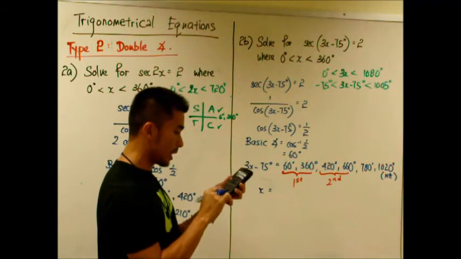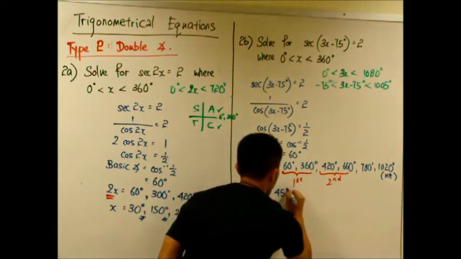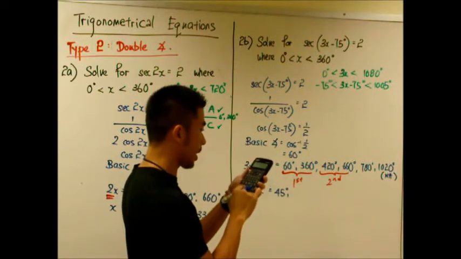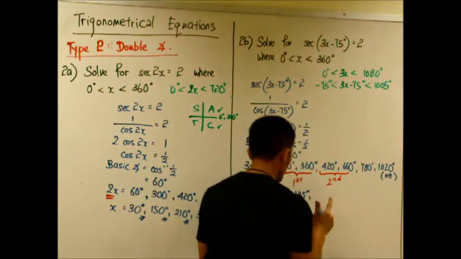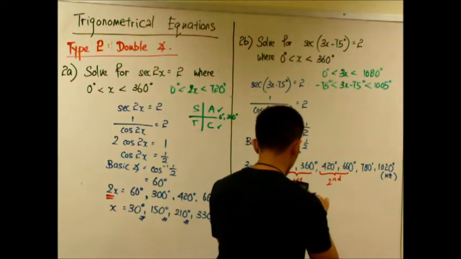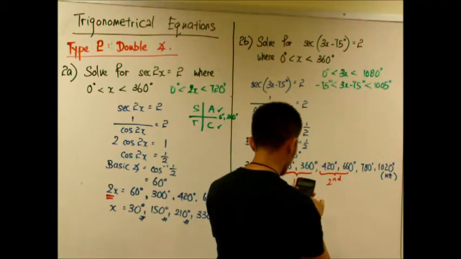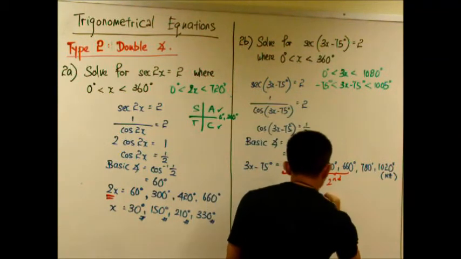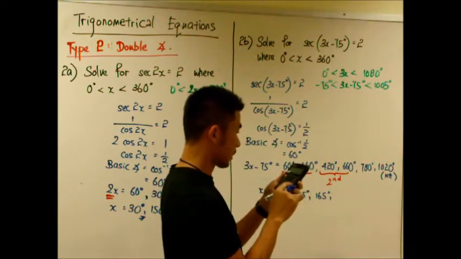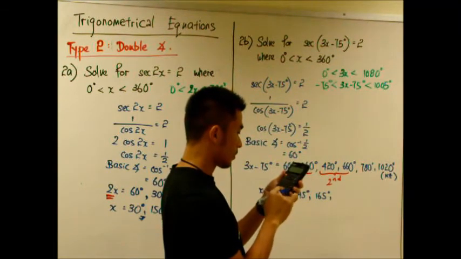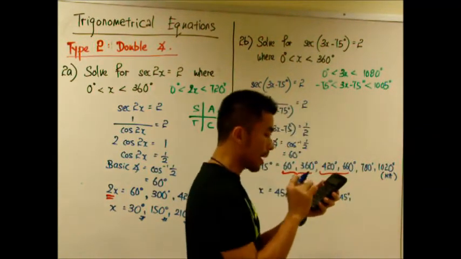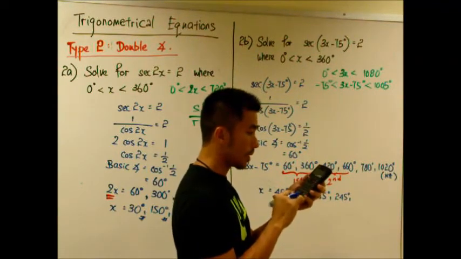60 plus 75 divided by 3. Similarly, do so for the next 4 values. 360 plus 75 divided by 3. 420 plus 75 divided by 3. 660 plus 75 divided by 3. 780 plus 75 divided by 3.